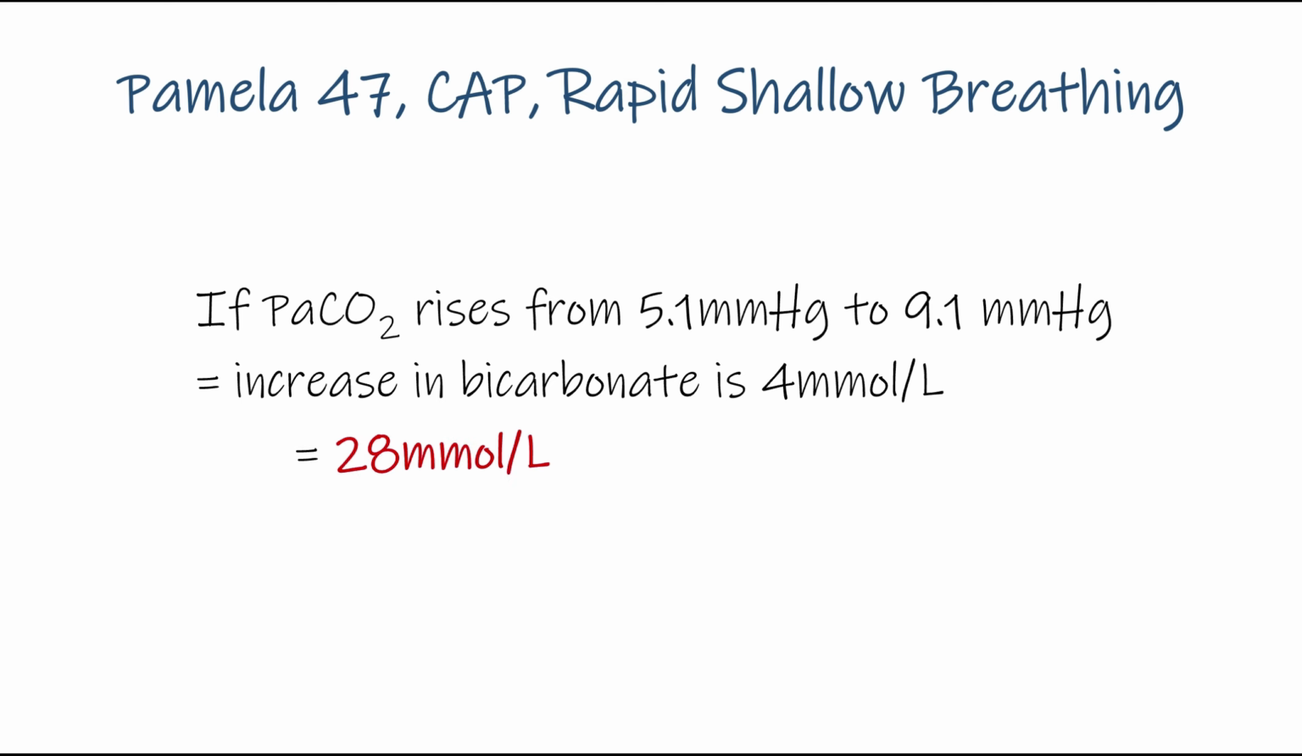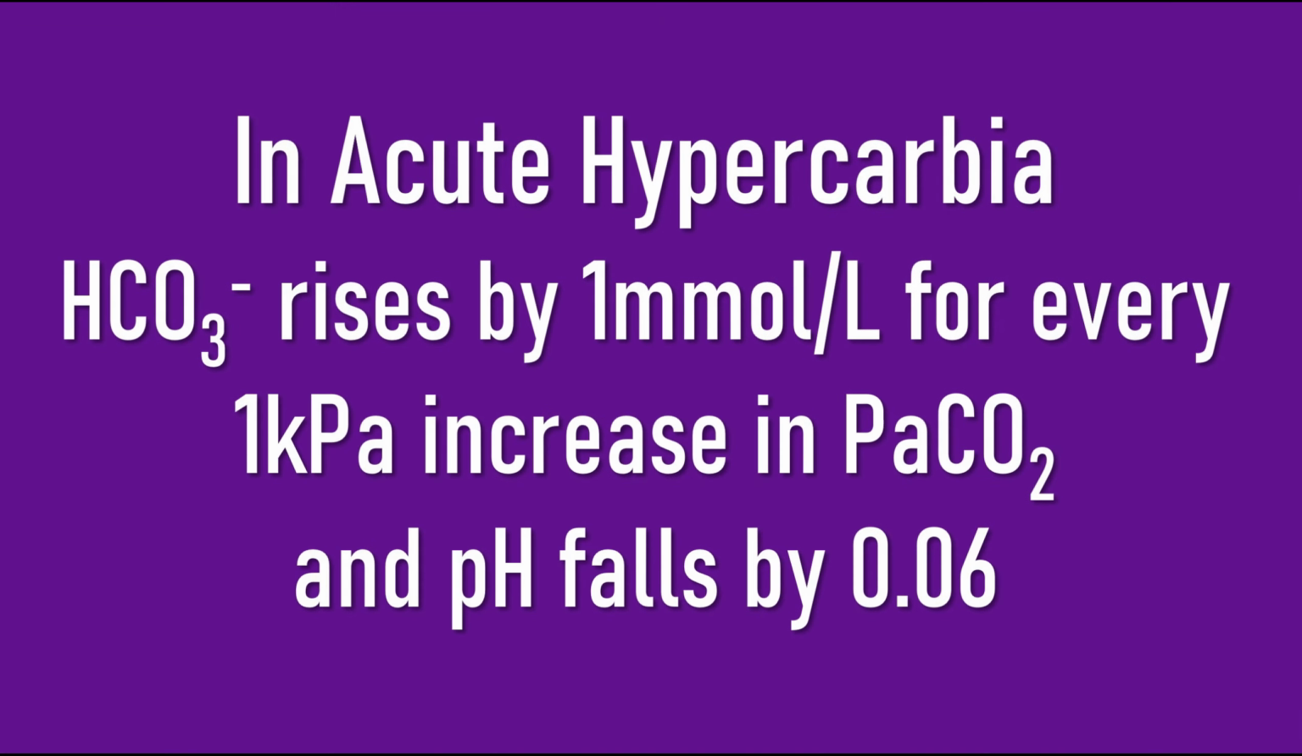Of course, in the case of Adam, who has a not dissimilar rise in his PaCO2, we wouldn't expect his bicarbonate to rise over the 10 or so minutes that he was apneic in the operating room. So the rule is, in acute hypercarbia, the bicarbonate rises by 1 millimole per litre for every 1 kilopascal increase in the PaCO2, and the pH falls by 0.006.